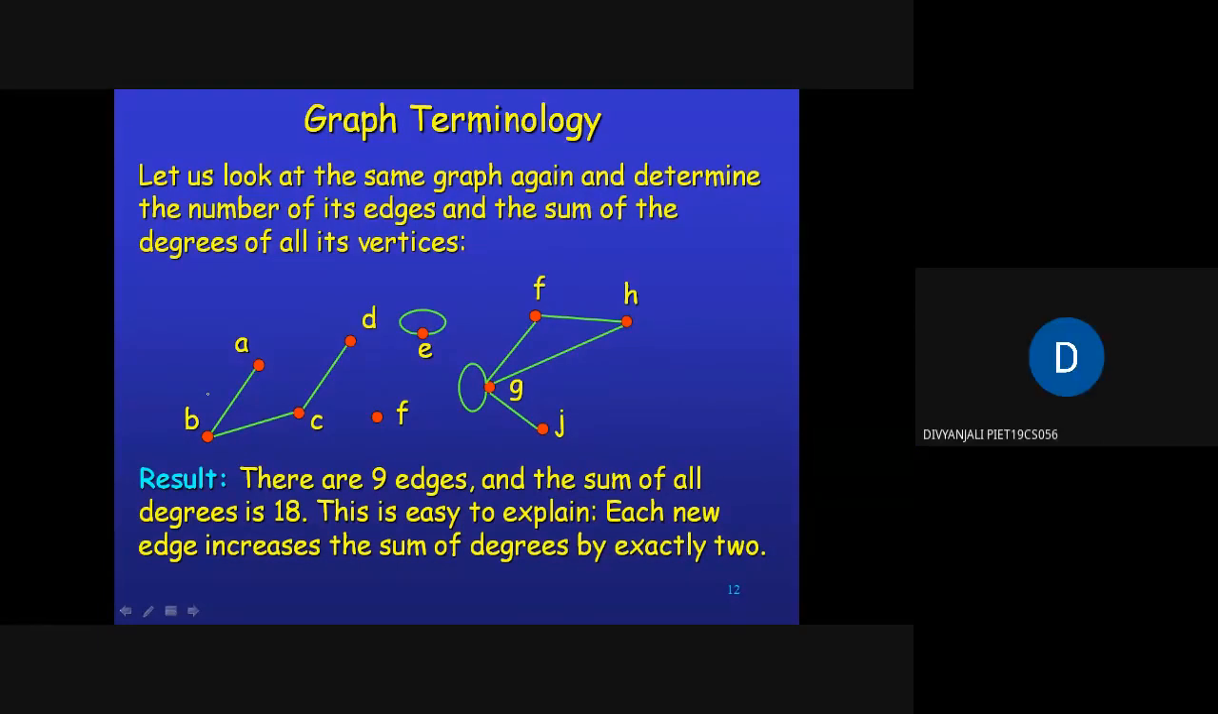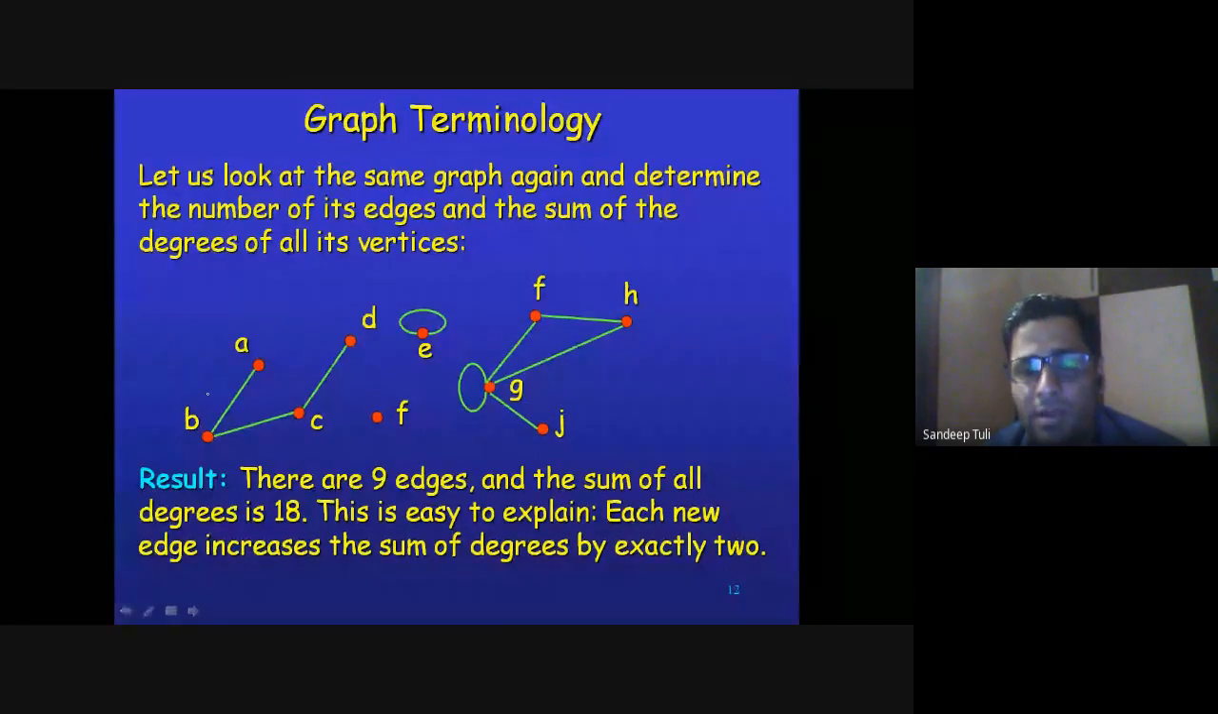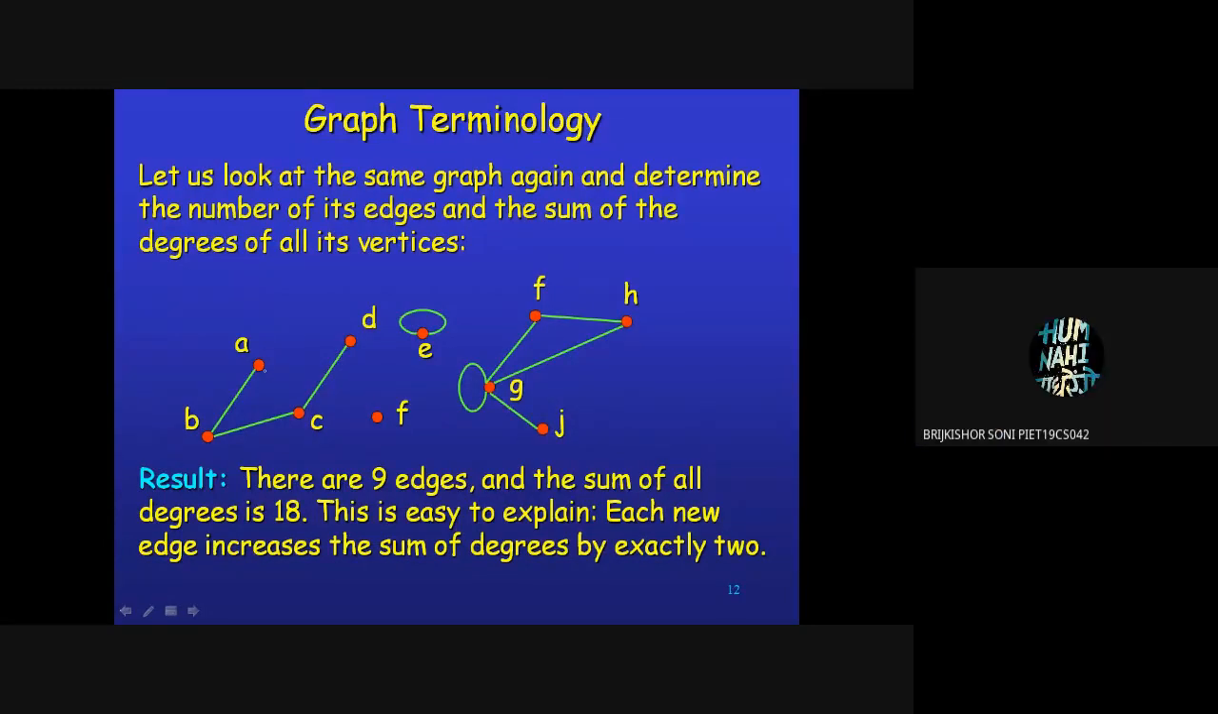Sir, is it valid for each and every undirected graph? Definitely. Because every new edge, when we add the edge, it will contribute the degree of 2 vertices. So जहां 2 डिग्री बढ़े, एक एज ऐड हुई, 2 डिग्री बढ़ गई ऑटोमेटिकली. Yes or no? Say yes or no. Yes, sir.